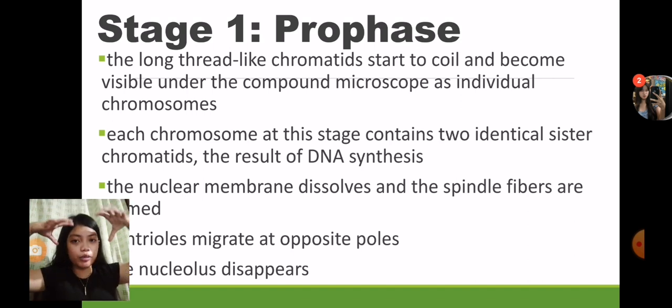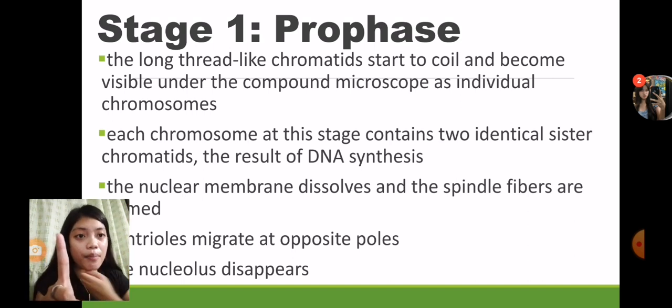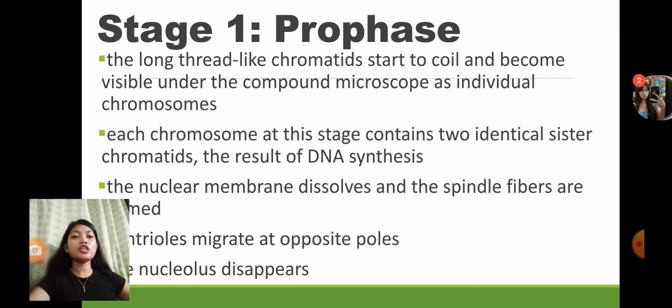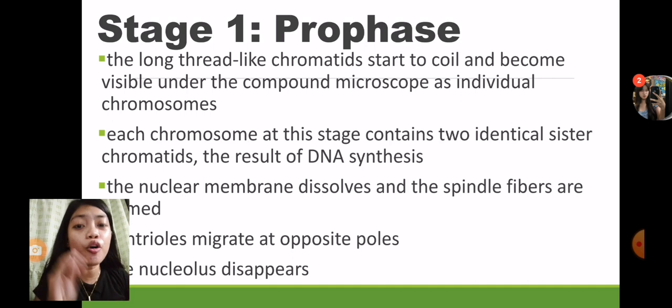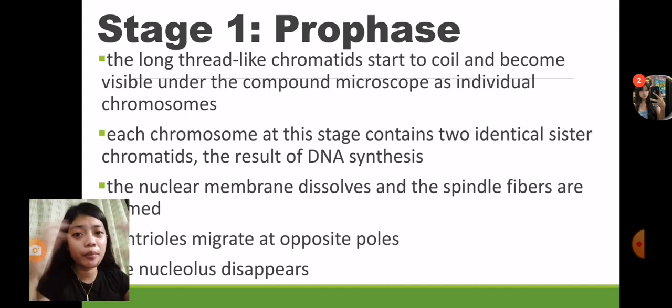So naay spindle fibers. Imagine ninyo ha. Don't worry, I will send you a video about unsay mahitabo diri sa mitosis para dili ra mo mag-imagine unsa ning mga spindle fibers. Okay? Ang spindle fibers mura siya og kamot sa spider. Okay? And the centrioles migrate to the opposite poles. Ang centrioles naa sa opposite poles, dayon ang spindle fibers naka-palibot sa centrioles. Okay? And the nucleolus nga naa sa cell, ma-disappear na siya.